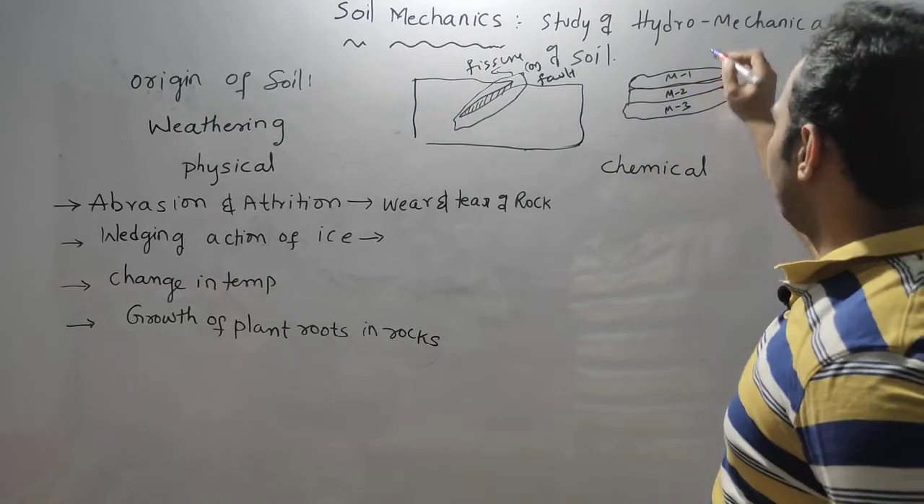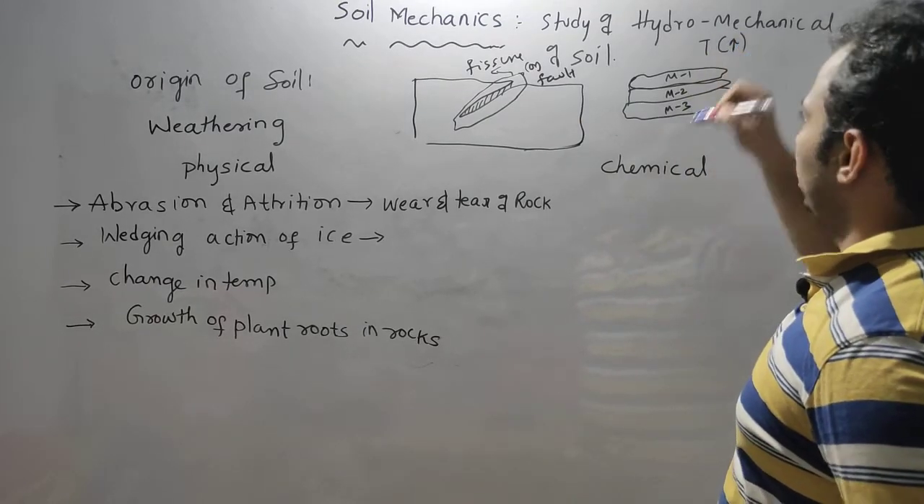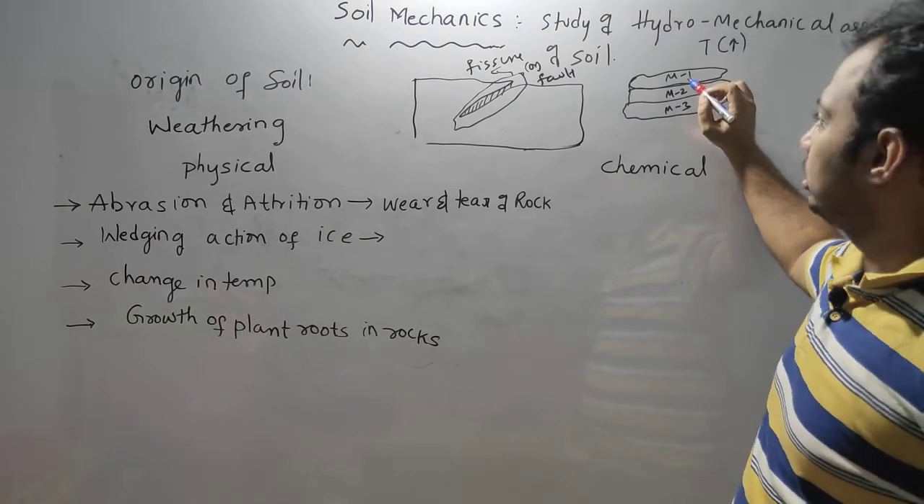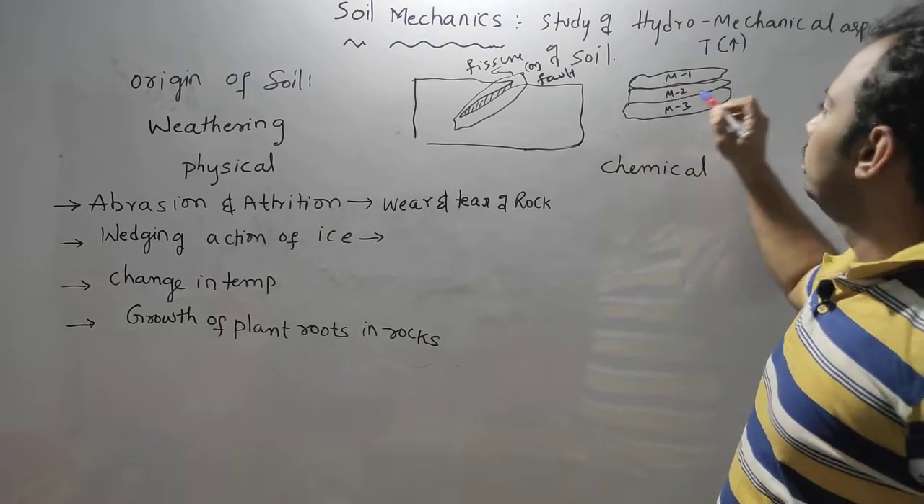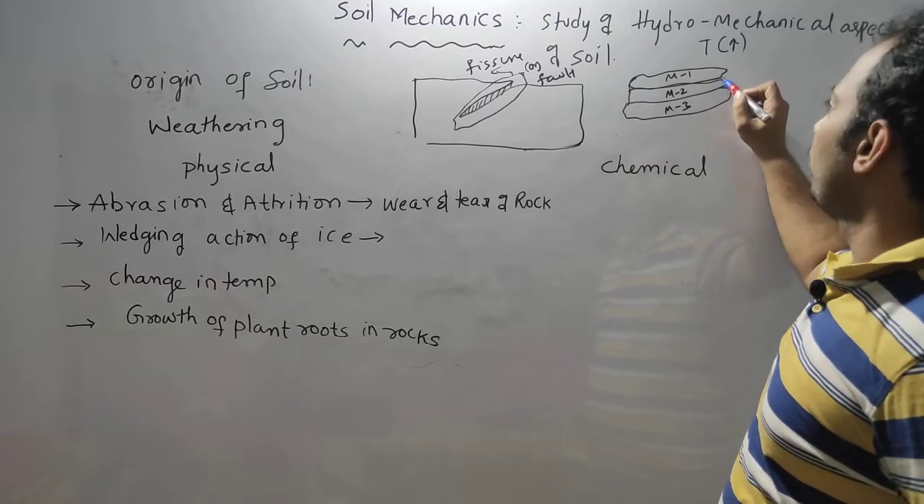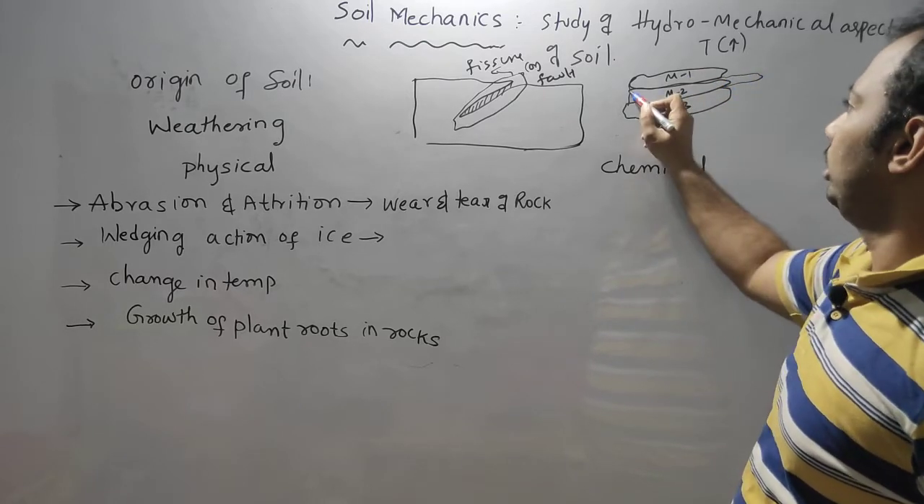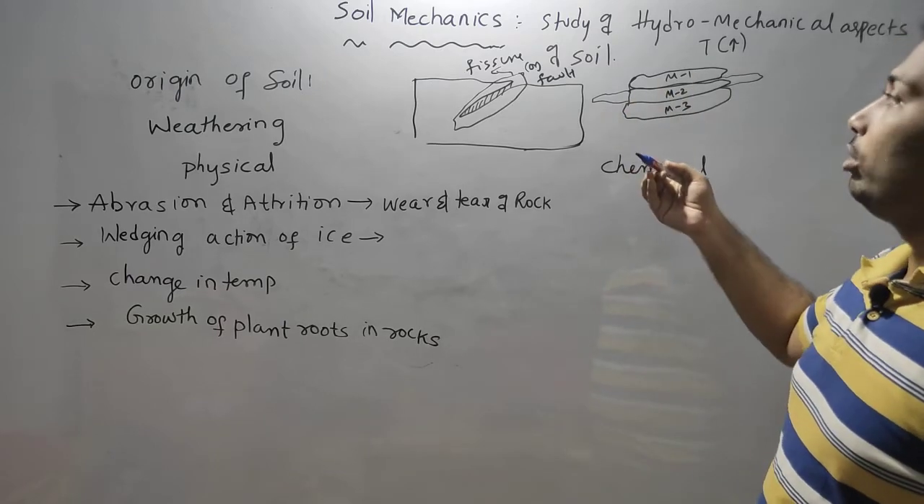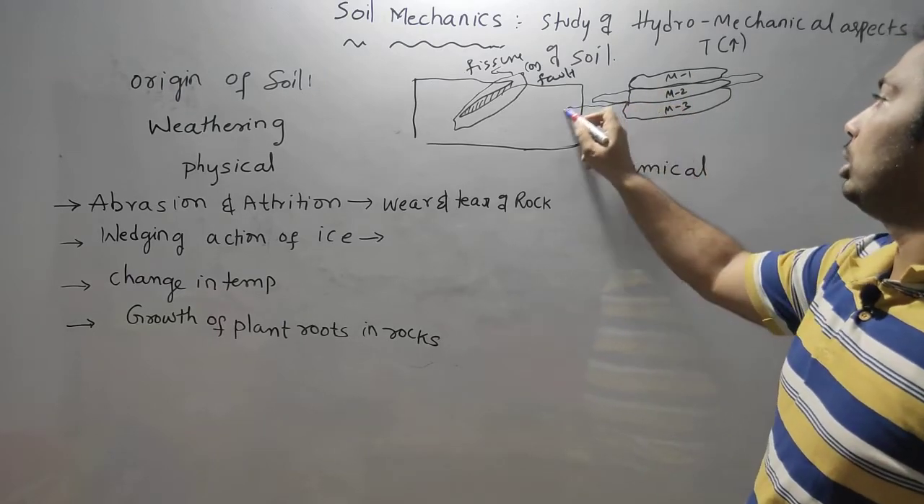When the temperature is raised, mineral 1, which has a low coefficient of thermal expansion, will not expand. Mineral 2 has a higher coefficient of thermal expansion, so it will expand like this. Mineral 3 has a much higher coefficient of thermal expansion, so it will expand much more.